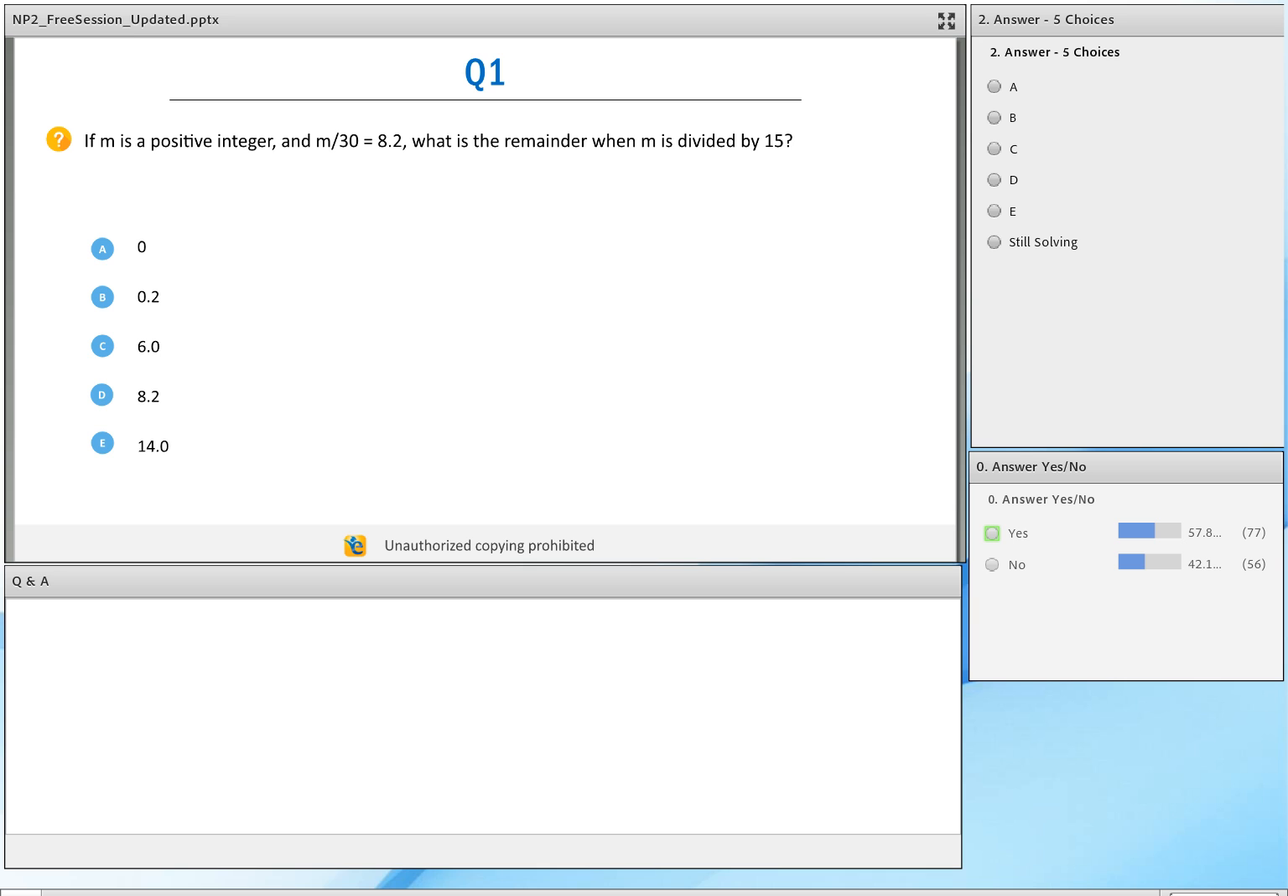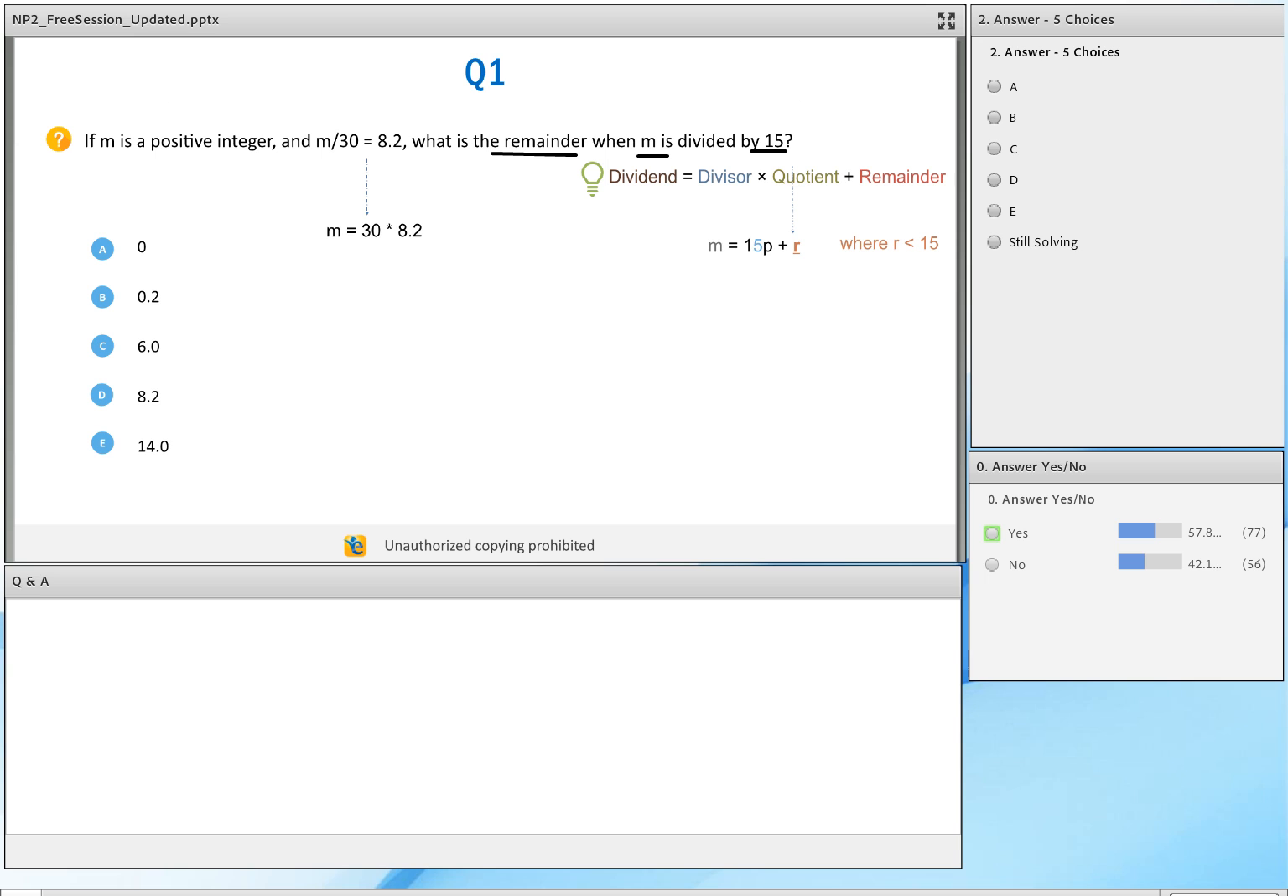It's exactly the same process that we did in the prior question. We're going to use this equation where dividend is divisor times quotient plus remainder. And so essentially we ask ourselves, what do we need? We need to find the remainder when m is divided by 15. So my divisor is 15. I have to express m as 15p plus r, where the remainder has to be less than the divisor, which is 15 in this case.